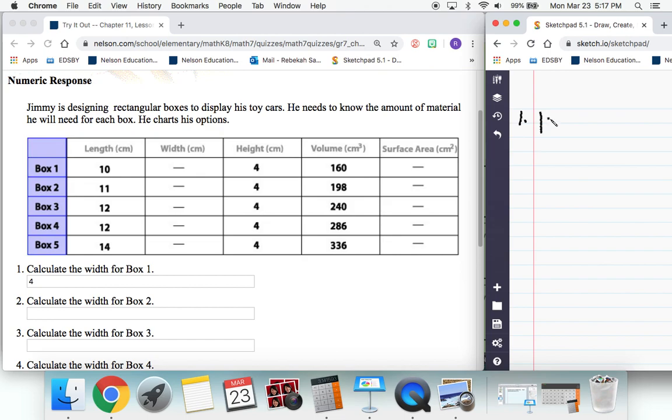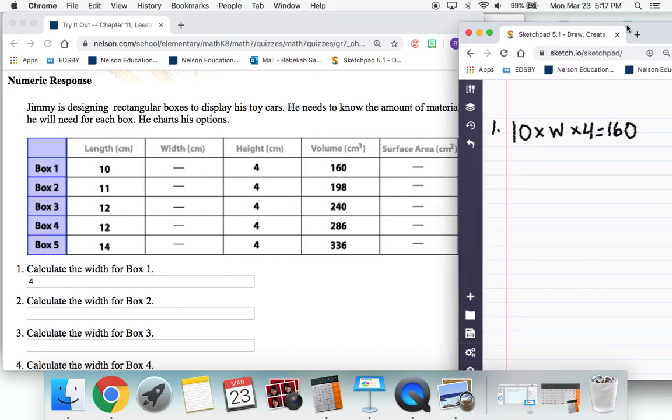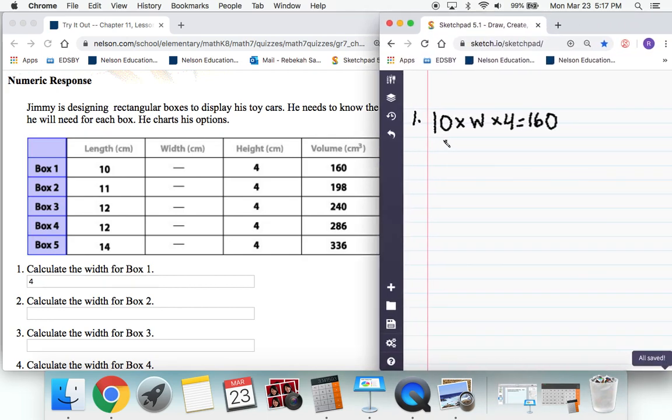So I'm going to go ahead and write down what I know. So 10 times width, I don't know my width, times 4 equals 160. Okay, let me shift this over a bit so you guys can see. All right, so let's go ahead and combine 10 times 4. So we have 40 times width equals 160. All right, so in this case, we can just go 40W, right? Because that's the same thing as 40 times W.